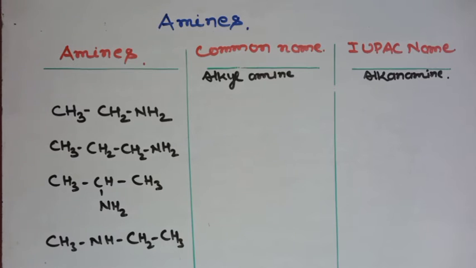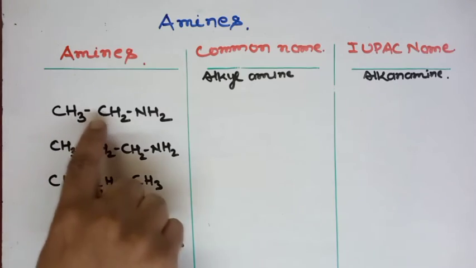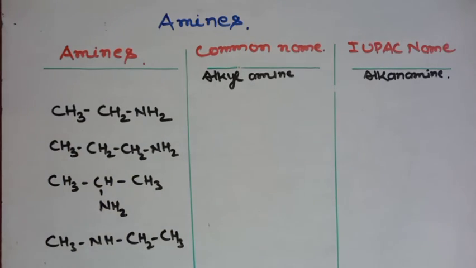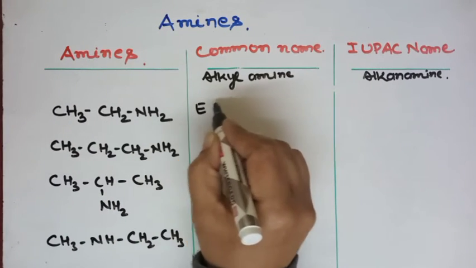It could be alkene also, then we will substitute the ane with ene. So it will become alkenamine. And similarly, we also can have alkynamine if we have a triple bond at any position. So now in the first case, if we just remember this alkylamine, and here we have 2 carbon atoms, and this one is ending with the NH2 group, so its name will be ethylamine.